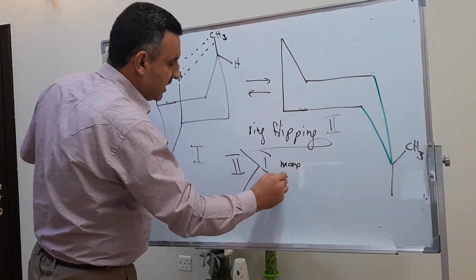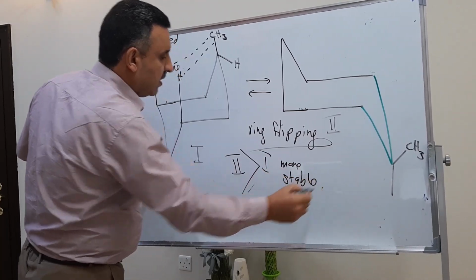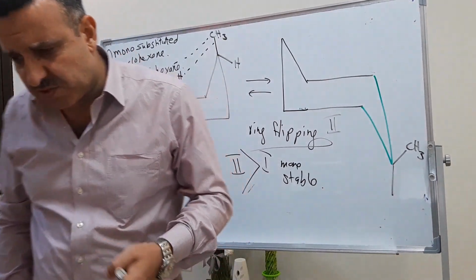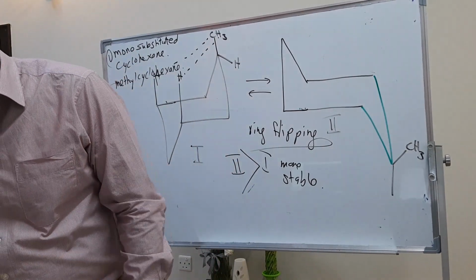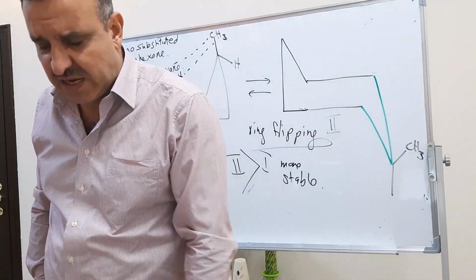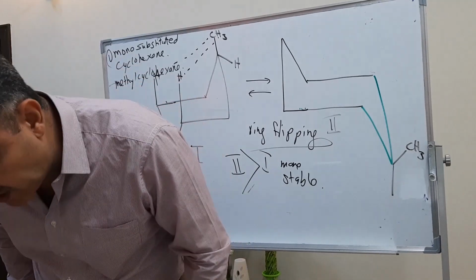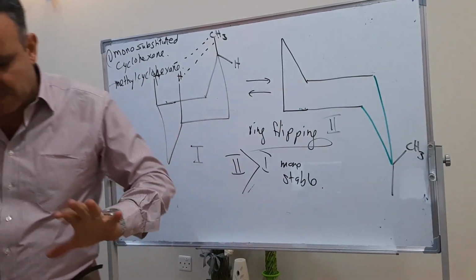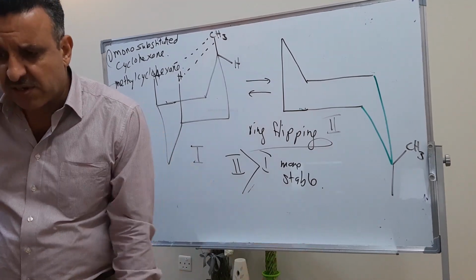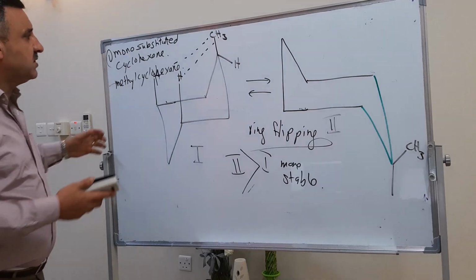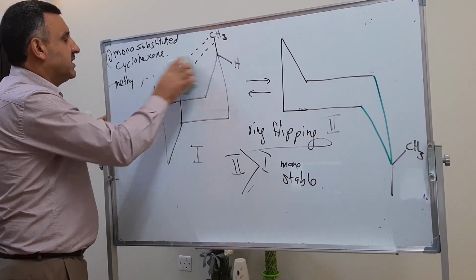As we said, every bulky group will prefer to occupy the equatorial position rather than any axial one. Is that clear, guys? Is there any question about this point, about monosubstituted cyclohexane? Wonderful. Let's move to disubstituted cyclohexane.